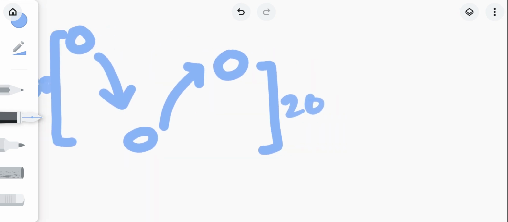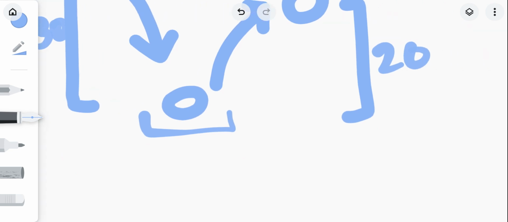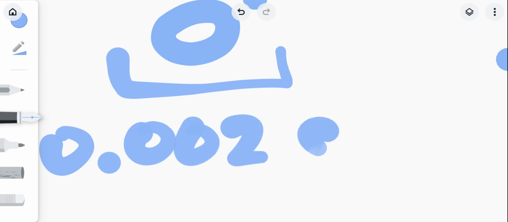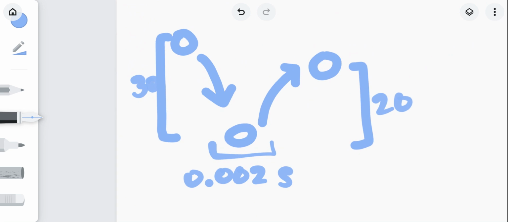Now, it also tells us that the time in which the ball was in contact with the ground was 2 milliseconds. Let's convert that to standard unit, seconds. That would be 0.002 seconds. Okay, so that is basically like a picture for the scenario.